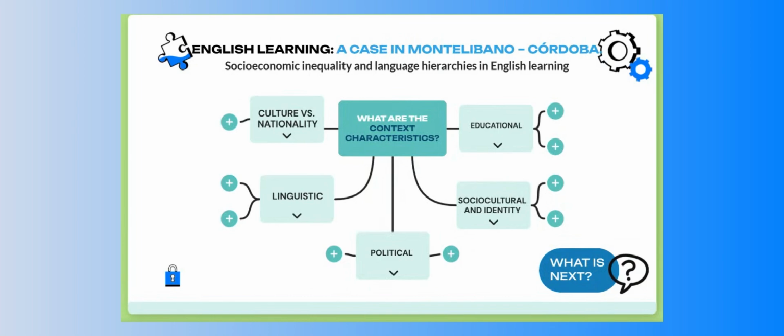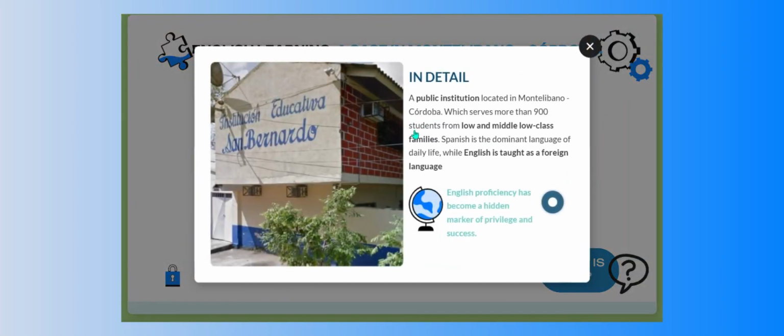The present case study takes place in Montelíbano, Córdoba. We name the study Socioeconomic Inequalities and Language Heresies in Language Learning in the case of Montelíbano, Córdoba. The chosen school, named San Bernardo High School, served more than 900 students from low and middle low class families.